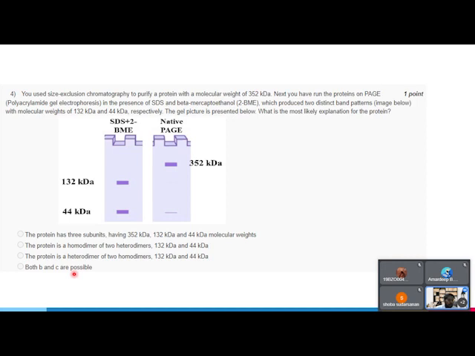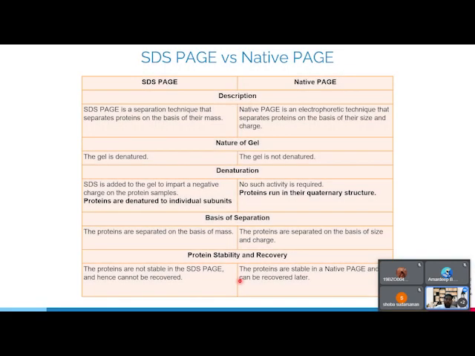Okay, so we have two answers, I guess. So Archana says it is C. The protein is a heterodimer of two homodimers, 132 kilodalton and 44 kilodalton. And Amardeep says it is B. The protein is a homodimer of two heterodimers, 132 kilodalton and 44 kilodalton. So let us go ahead and look into what exactly is the difference between SDS and a native PAGE in order to answer this particular question.